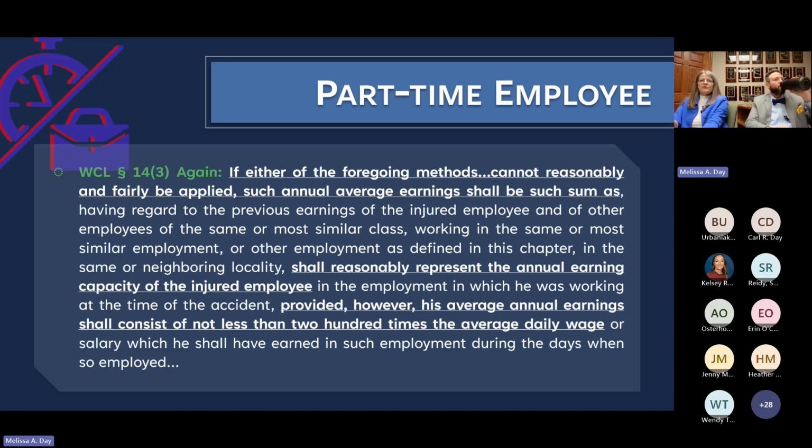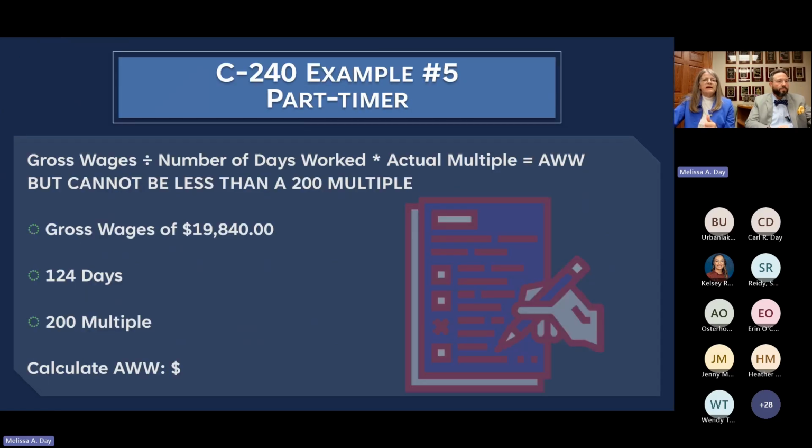So we gave you some examples on just looking at how you can reduce it for a particular full-time employee or somebody who had the expectation of being hired full-time. What we want to do now is examine those situations where you have part-time employees. We're back to section 14.3, right? Because they are not a 5-day per week worker, they're not a 6-day per week worker. So you want to use section 14.3 to calculate an average weekly wage that can be reasonably and fairly applied. This is an example in your book. Example number 5.